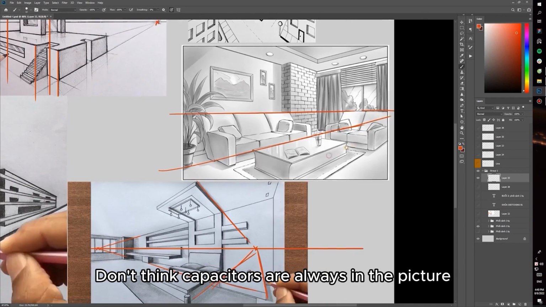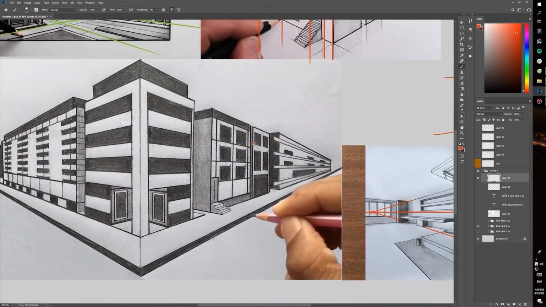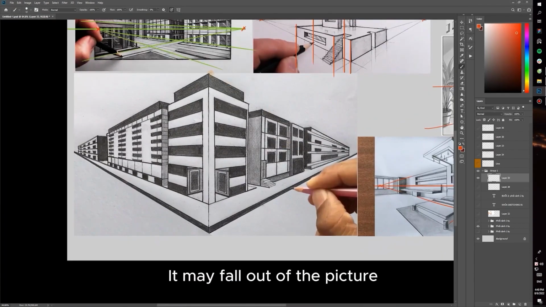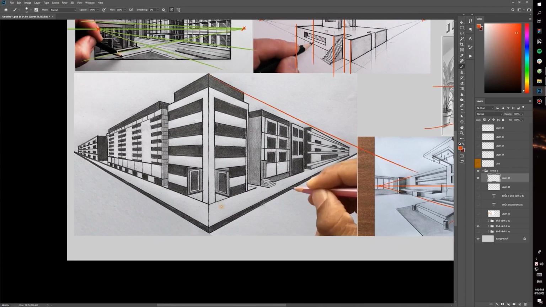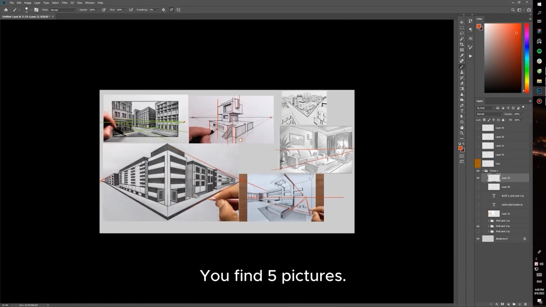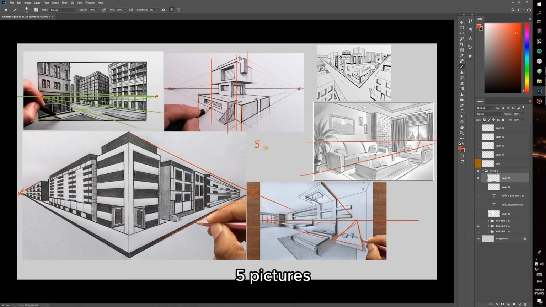Don't think the vanishing points are always in the picture. It may fall out of the picture, no problem, as long as it's on the same horizon. This picture is so easy. You find 5 pictures. 5 pictures about 2-point perspective.